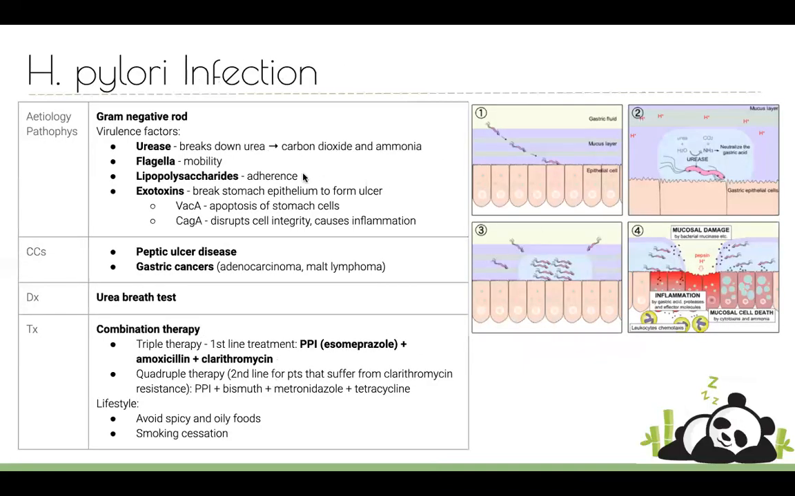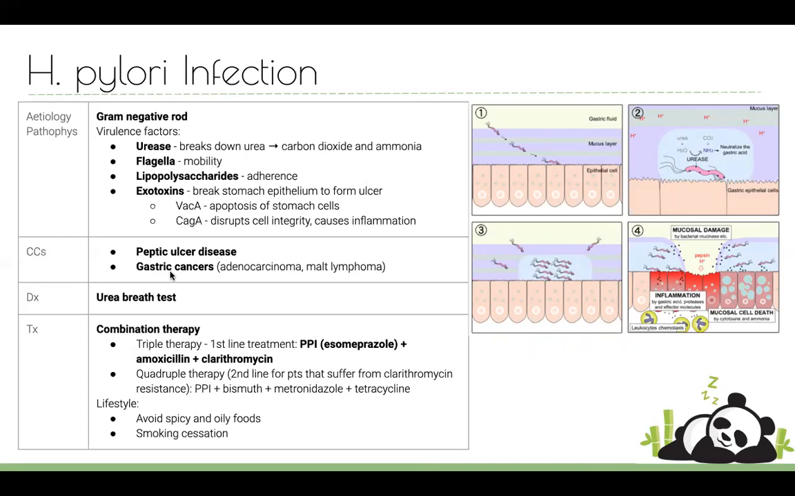Just H. pylori really quick again. So gram-negative rod, these are the main virulence factors. So urease, breaking down urea to form ammonia and hence neutralize the acid around it and protect itself. The flagella here to allow it to move around in the stomach. Lipopolysaccharides to allow it to adhere. And then exotoxins to actually break the stomach epithelium to form the ulcer. And these VacA and CagA exotoxins can also actually cause gastric cancers, which are a big complication.